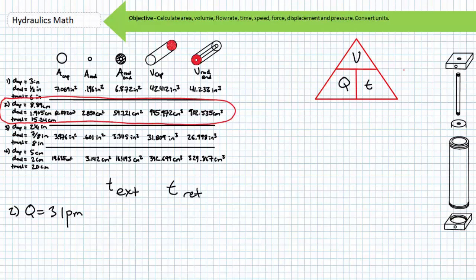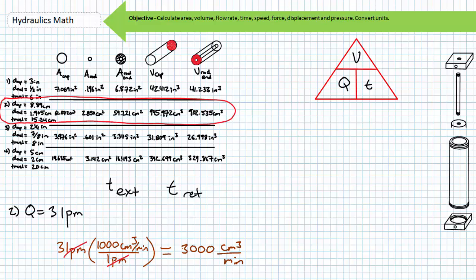This second example is asking us to solve for both the extension and retraction time for a cylinder with the following dimensions, given a constant flow rate of 3 liters per minute. The cap diameter is 8.89 centimeters. The rod diameter is 1.905 centimeters, and the travel length is 15.24 centimeters. Let's first convert the constant flow rate of 3 liters per minute to units of cubic centimeters per minute. Units of liters per minute cancel out.